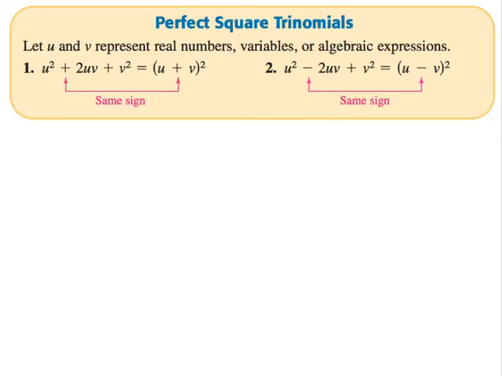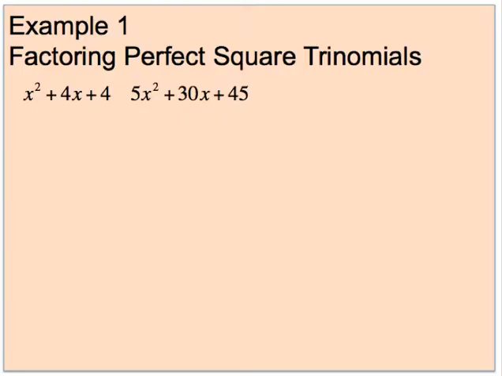So first, remember that we've done this in the opposite direction already. We've already looked at FOIL of perfect squares. So remember that these formulas are things that we've seen previously. So let's take a look at how to use them in this way. Here we have a couple examples of perfect square trinomials.